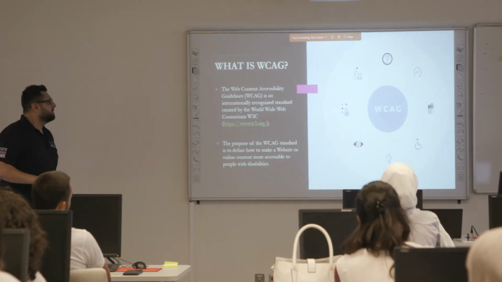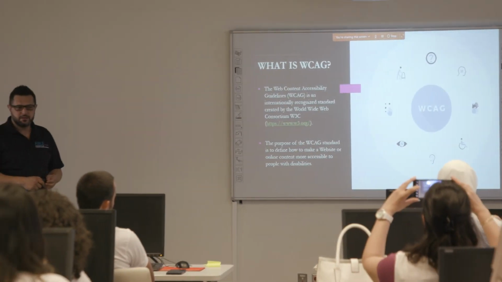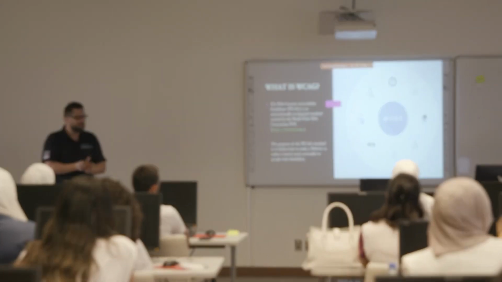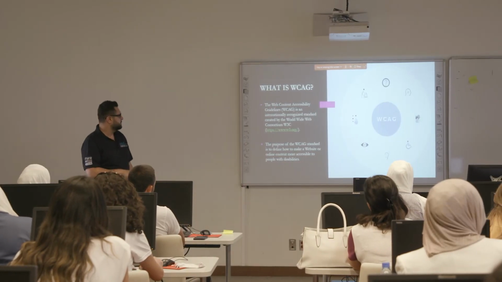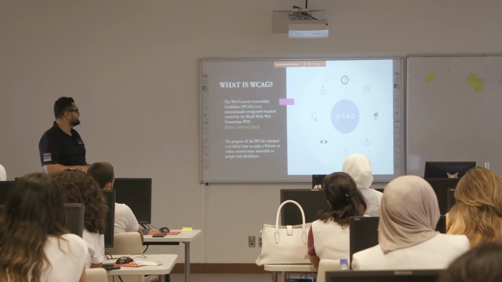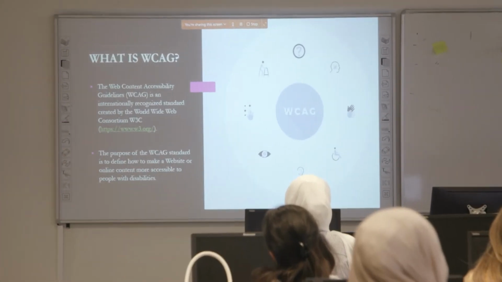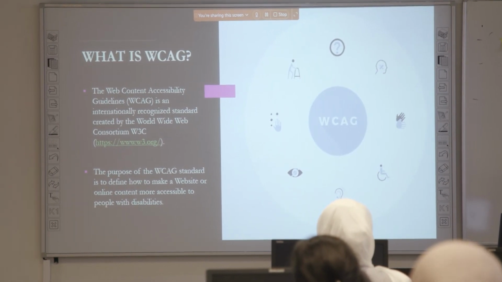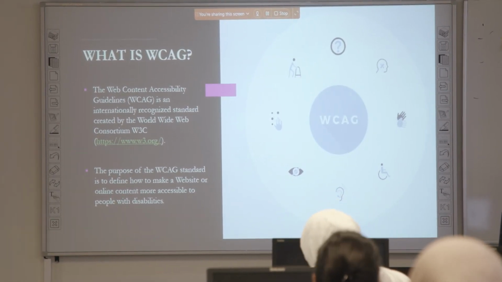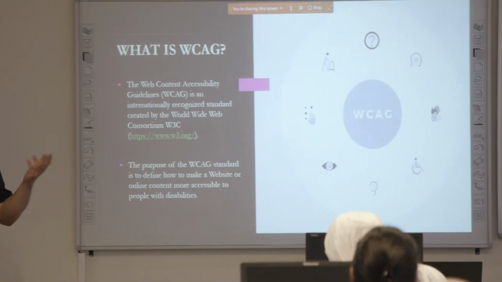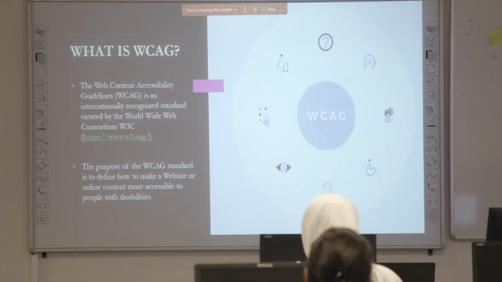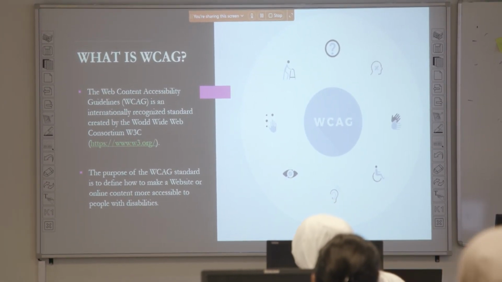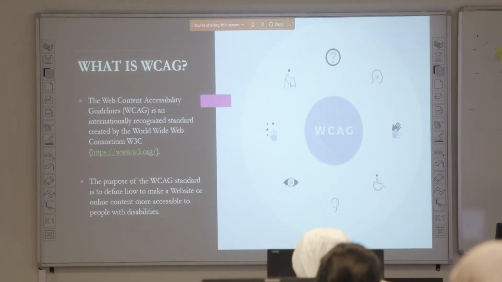We have something called the Web Content Accessibility Guidelines, which are internationally recognized standards created by the World Wide Web Consortium, W3C. The link is https://www.w3.org. It's similar to, I think you know, something called ISO. If you come from a business background, there's the ISO, International Organization for Standardization, that sets standards. Over here we have the same, something called WCAG, setting up standards or guidelines to produce digital content that is accessible.